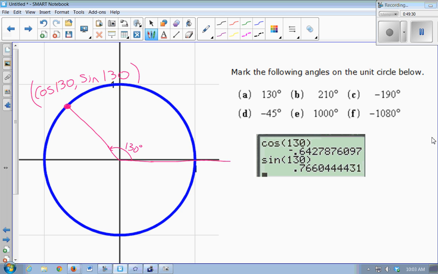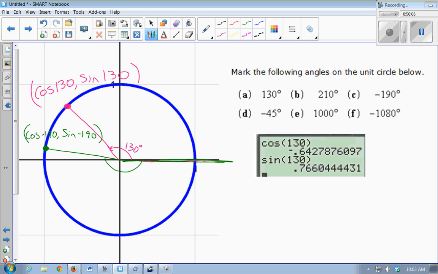So negative 190, we always start at the positive x-axis as my 0 degrees, and we move counterclockwise for positive angles and clockwise for negative angles. So I want to go 190 degrees in the clockwise direction. We've got 90, 180, and 190 is a little after that. So my final would be right here. And then the coordinates of that point would be cosine negative 190, sine negative 190.